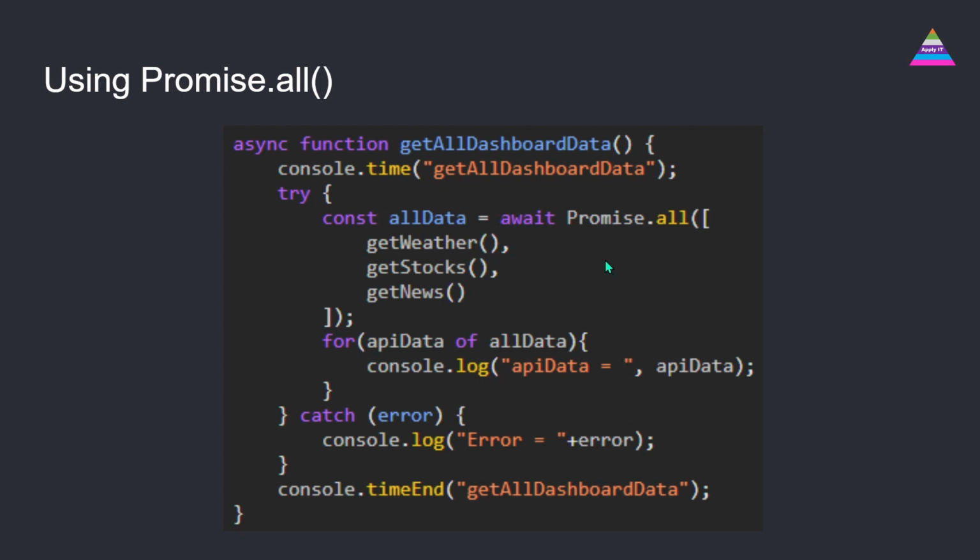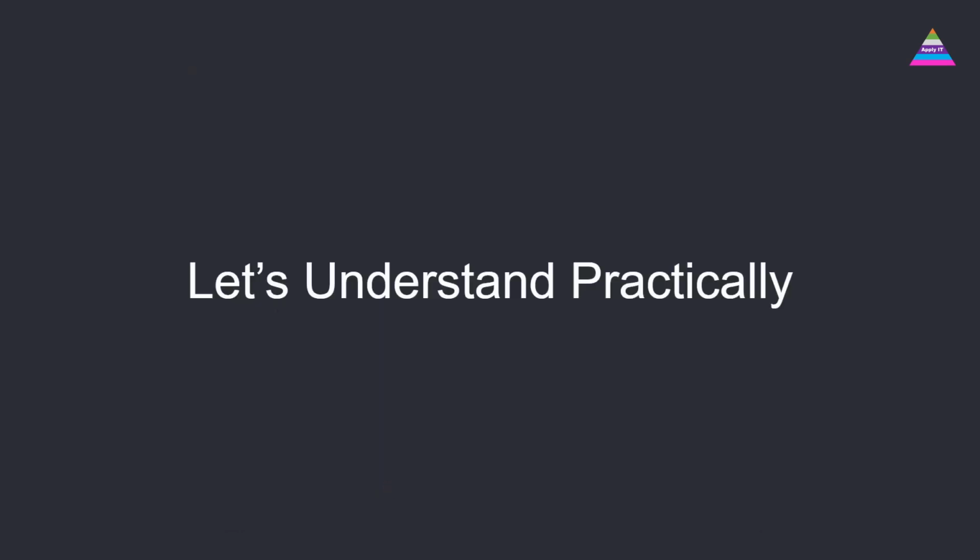This is our wrapper function which calls Promise.all, which takes an iterable of promises as input. In this situation, getWeather is successful, getStocks is failing, and getNews is also successful. getWeather takes 3 seconds, getStocks takes 4 seconds, and getNews takes 5 seconds. We'll observe in the final output how much time it takes, and we observe the timing behavior using the console.time and console.timeEnd functions. How to use console.time and console.timeEnd, we learned in our previous video. So let's understand this practically.